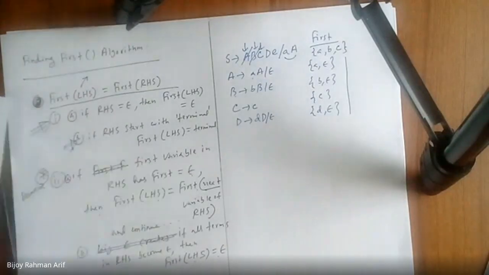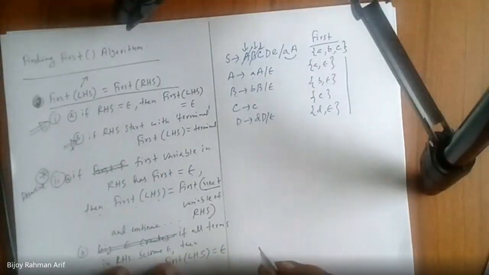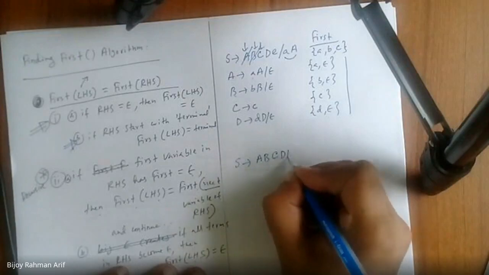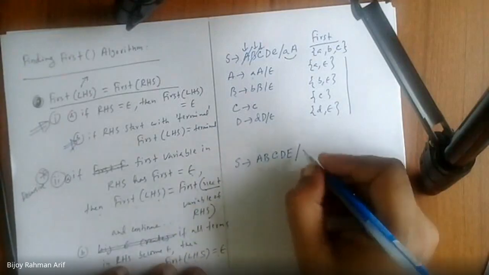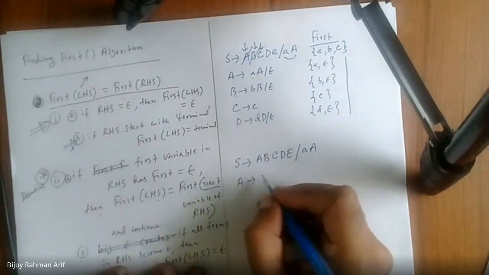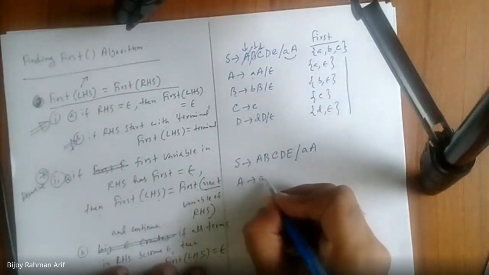Let's try to solve another problem, then we will stop here. Next class, we'll start follow and then start drawing the parsing table. Okay, and parsing. Okay sir. So let's take another grammar. S derives A, B, C, D, E or A. A derives A.